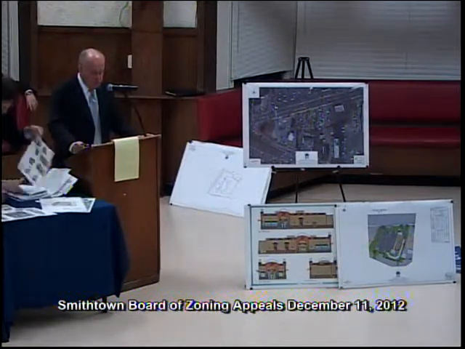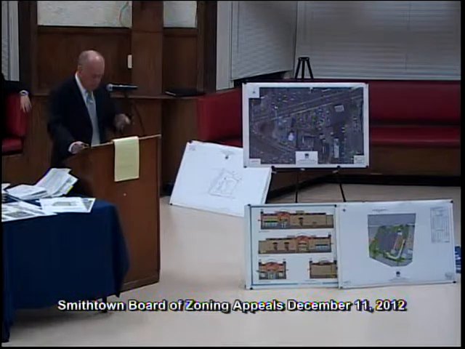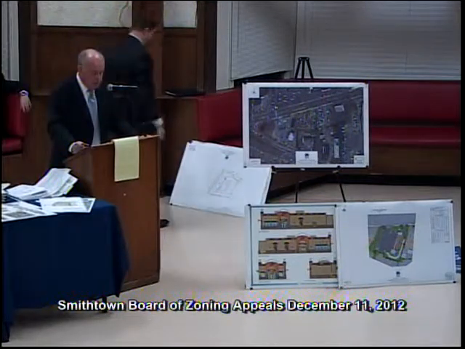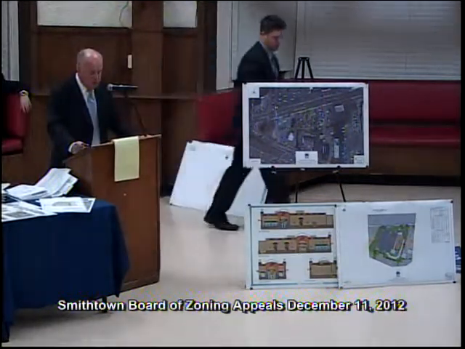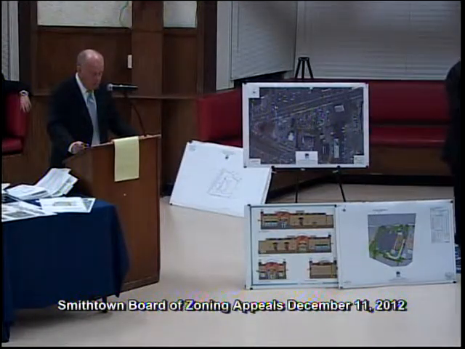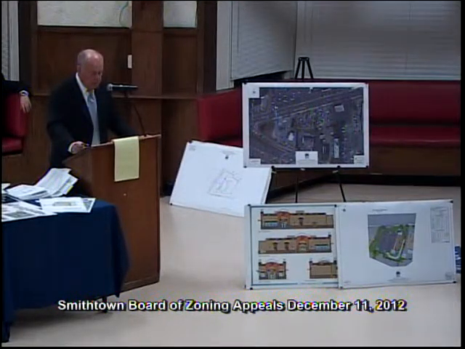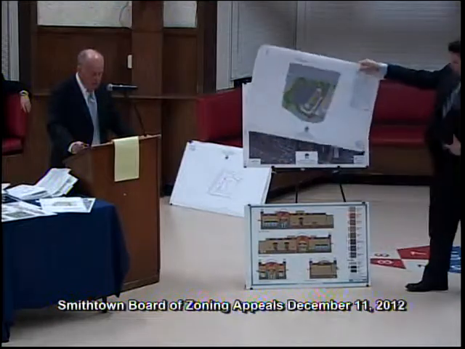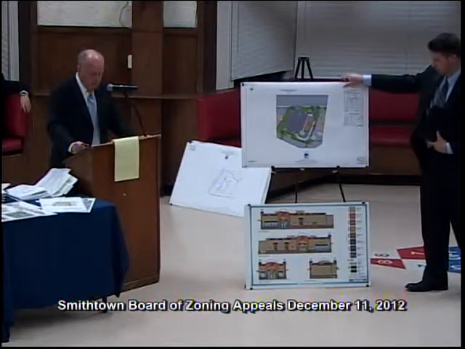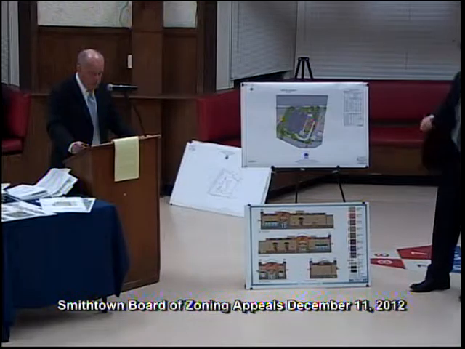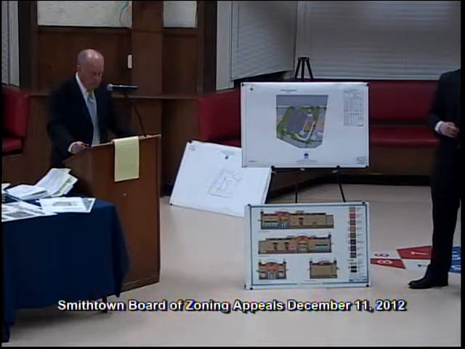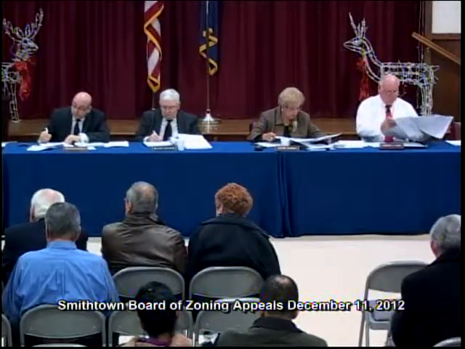We have 30,532. Excuse me, I'm sorry, say that again for me, please. 20,000 is required. We have 30,532. Lot frontage at the setback line, 100 is required. We have 182. Road frontage, 50 feet. We have 185. Front yard, you're required to have 50. We have 50. Rear yard, you're required to have 50. We have 58. Side yard, you're required to have 5. We have 18. Total side yard, you're required to have 15.